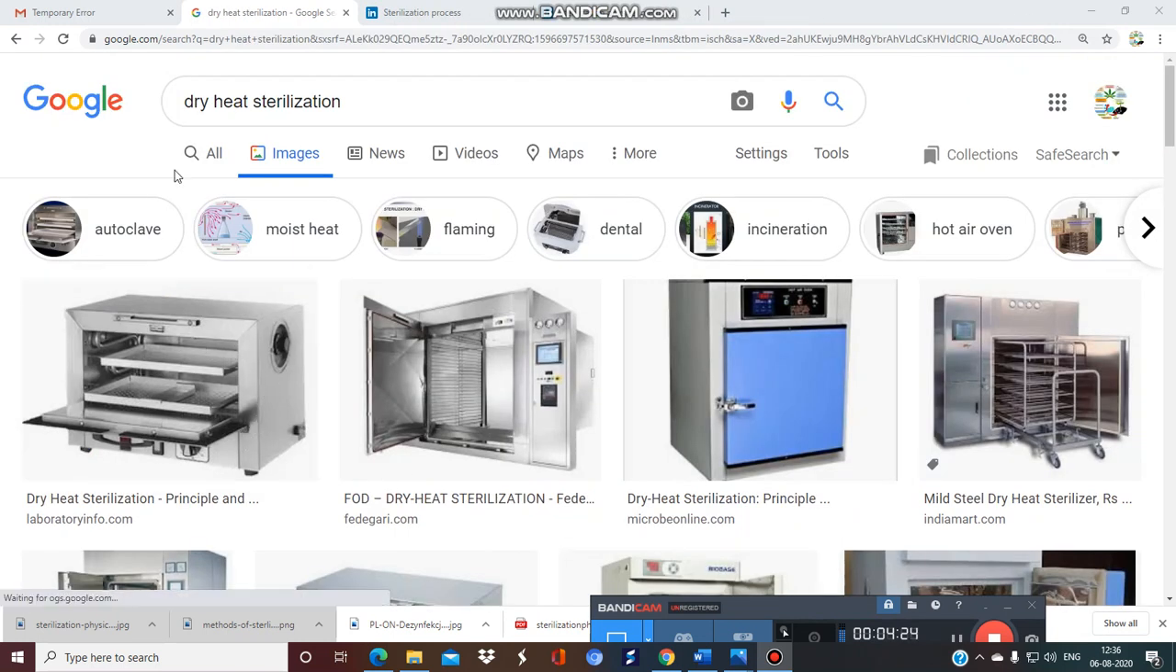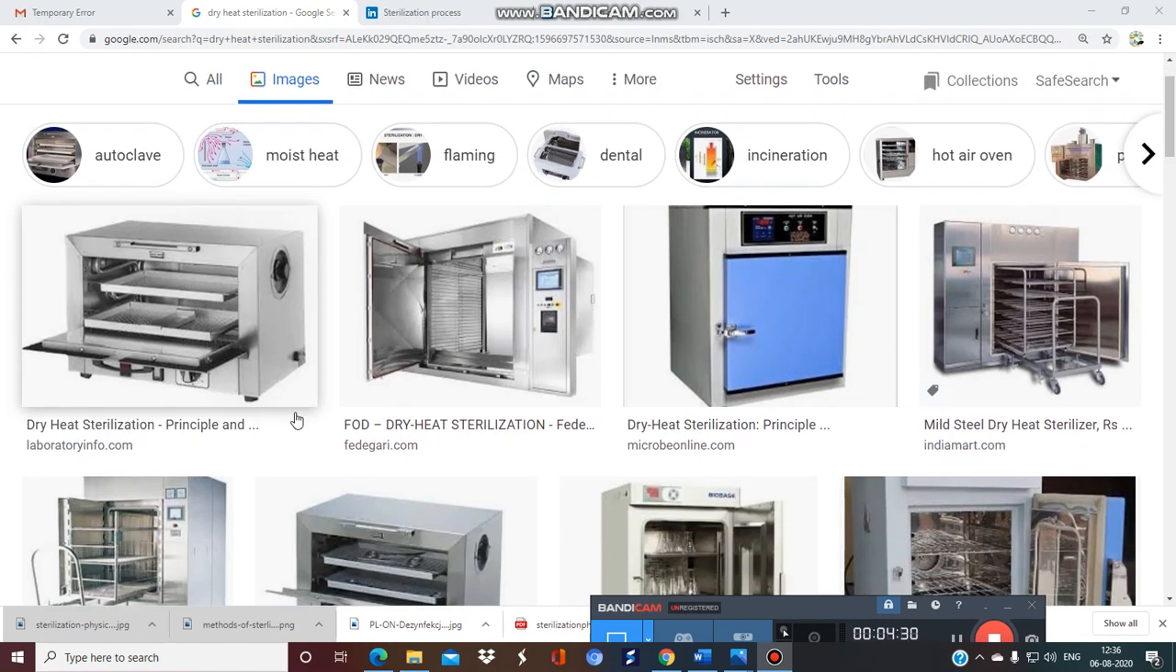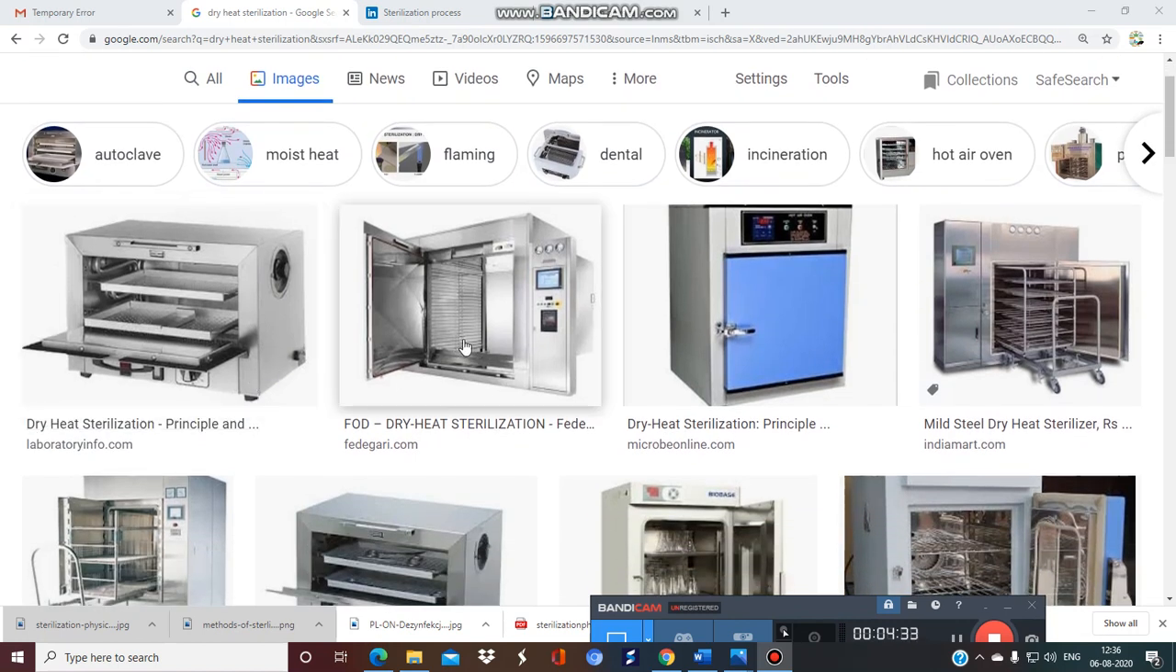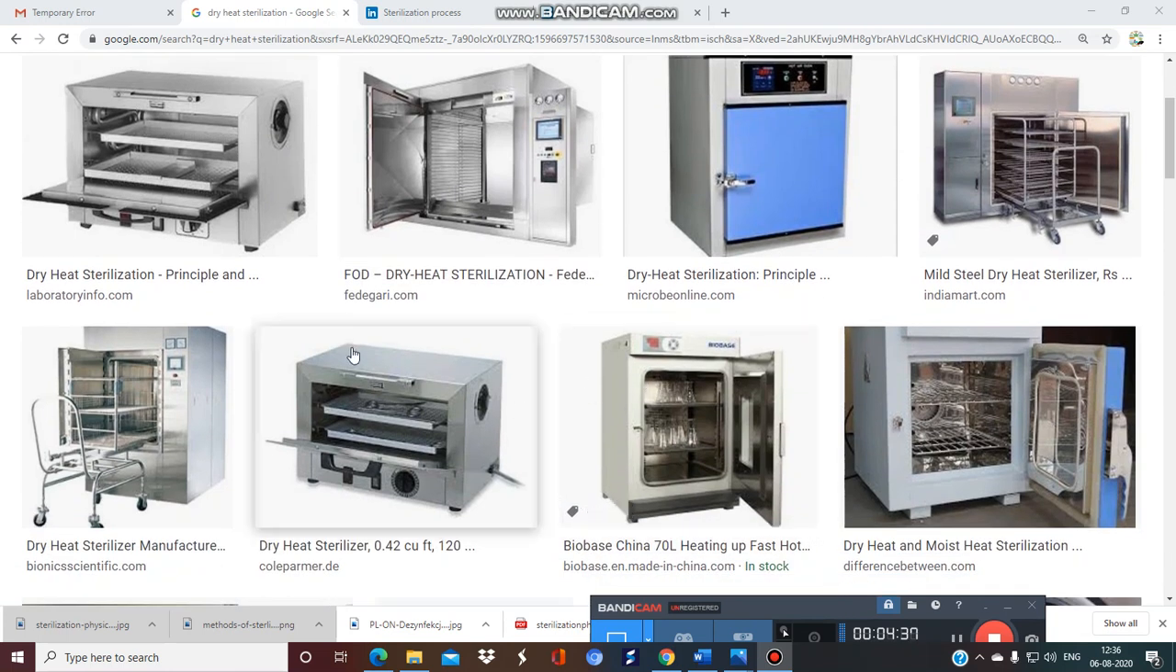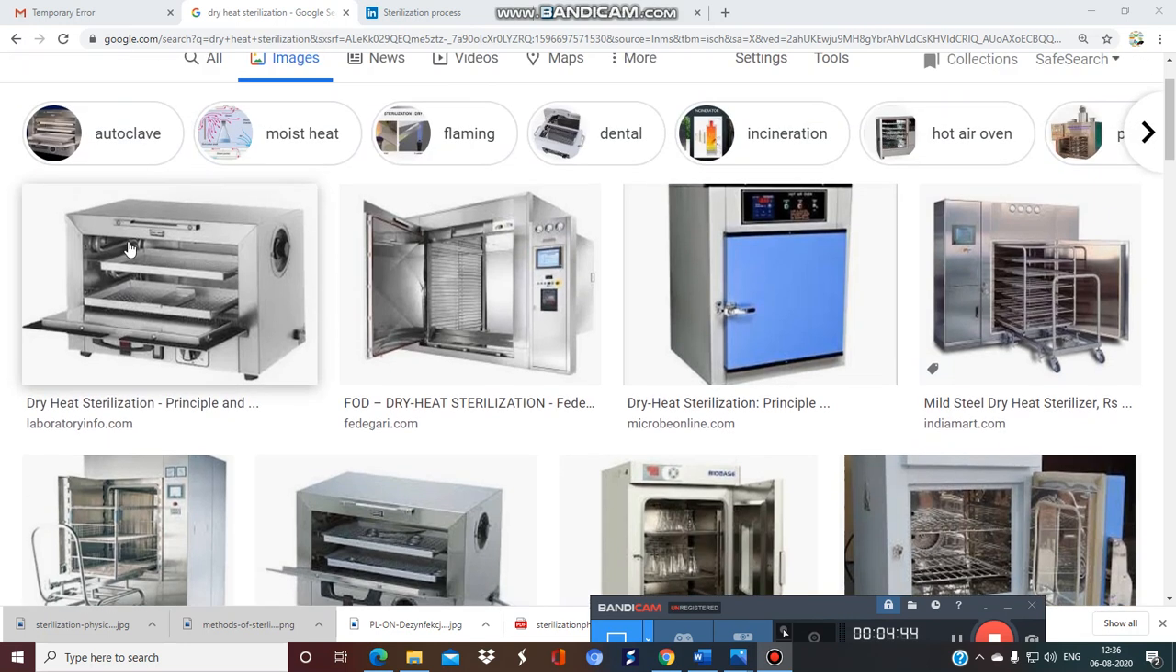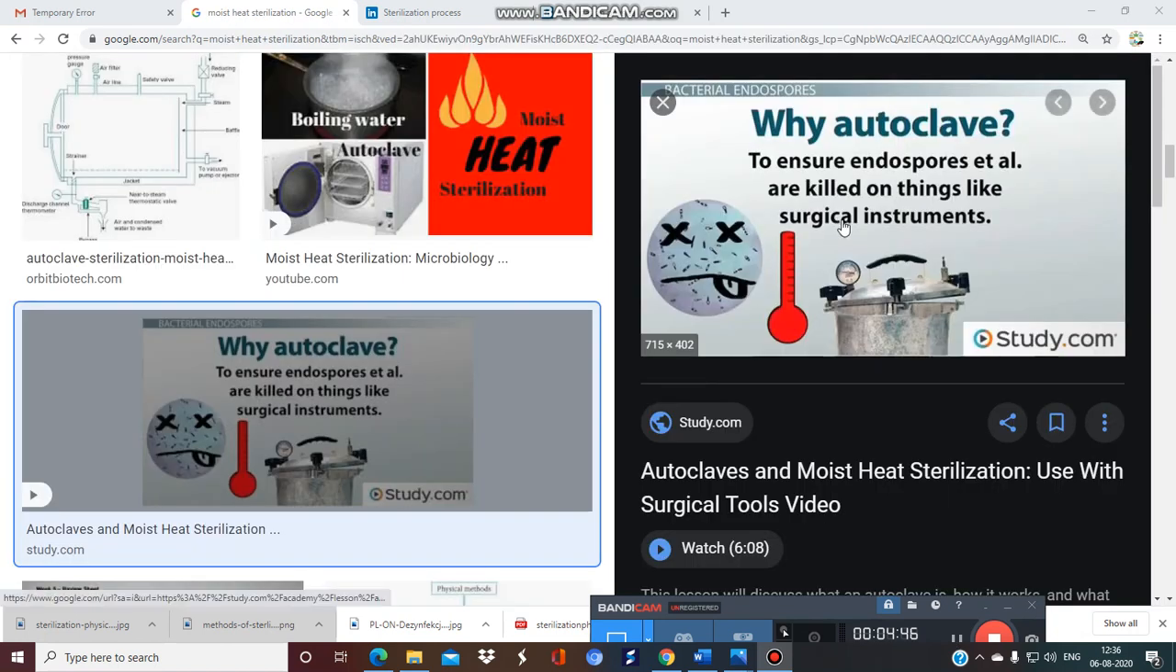This is what we are going to use when we have to dry heat sterilize the sample. This is nothing but a hot air oven. The hot air oven is used to sterilize different types of glassware, different types of powders, etc. We will do dry heat sterilization in detail also. Yes, you're right, we use autoclaves for moist heat sterilization, and different types of surgical instruments are sterilized using the autoclave.